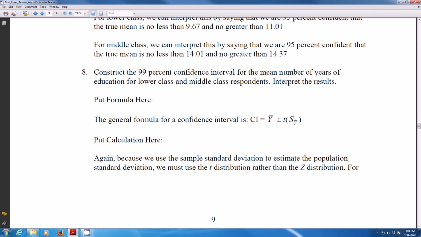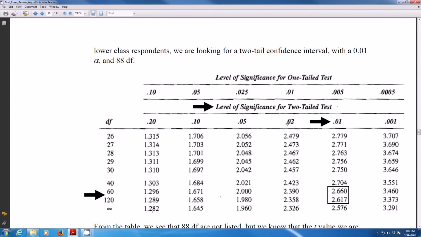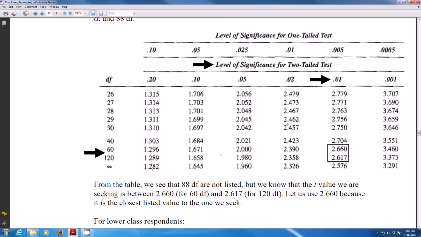Now for question 8, we have to calculate the 99% confidence interval. And so again, we're going to use the same formula. We're going to take the sample mean and add and subtract the product of the t-value and the estimated standard error. The only thing that's going to change here is the t-value. And so we're going to have to use the one for the 99% confidence interval rather than the 95% confidence interval.